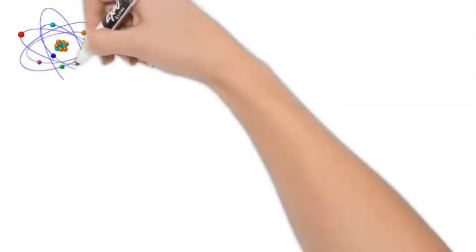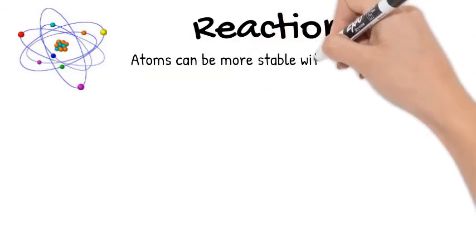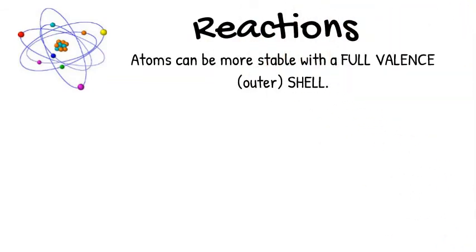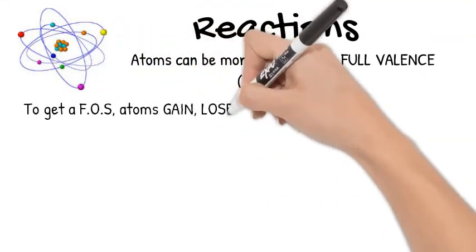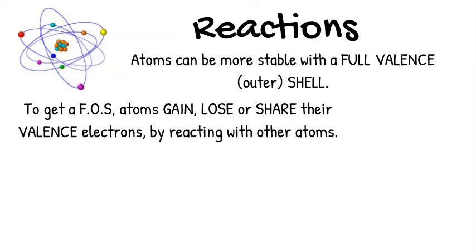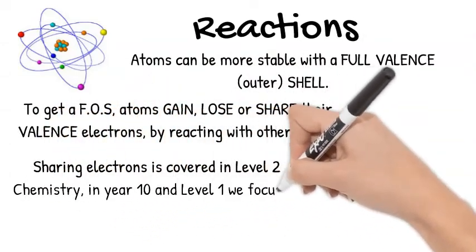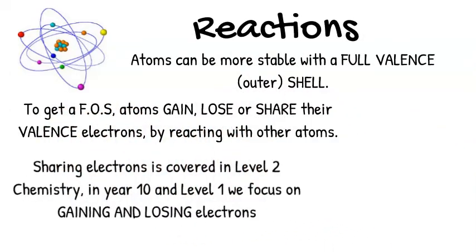Looking at why electrons are so important, it's because these are the particles that are involved in reactions. Atoms are more stable if they have a full valence or outer shell. To get this full shell, they gain, lose or share their valence electrons by reacting with other atoms. Sharing electrons is something we cover in level 2 and above. However, in year 10 and level 1, we're focusing on gaining and losing electrons.